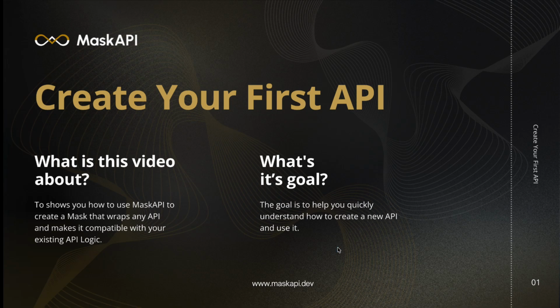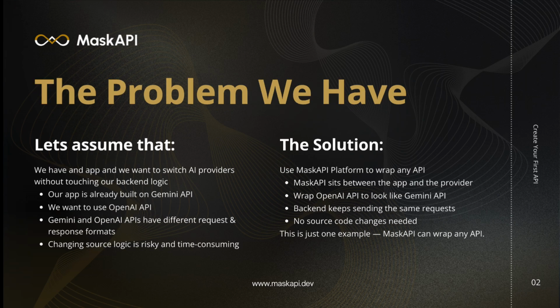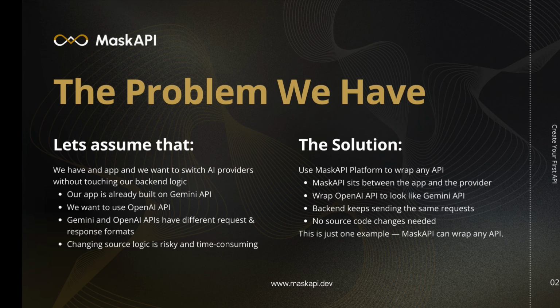Hi guys. So today we're talking about creating your first Mask API. So what's the problem here? Let's assume that we have an AI application that consumes the Gemini API, and we want to use ChatGPT's. Gemini and OpenAI have different API requests and responses. So changing the source code and the source logic is risky and time consuming.